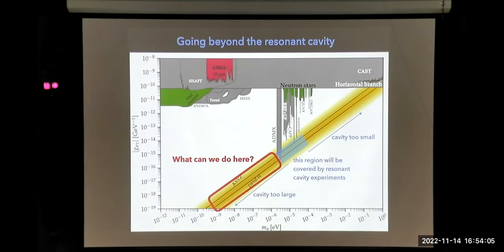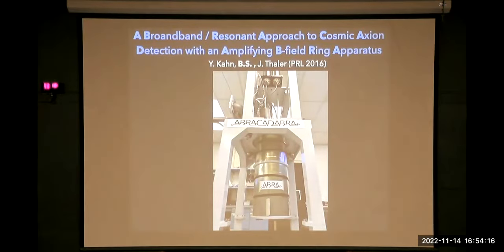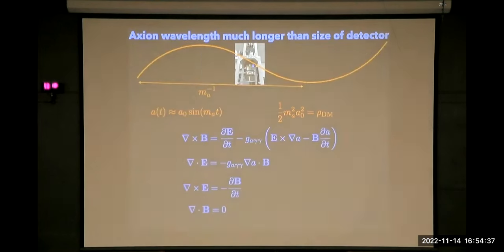And I've been very motivated to think about this lower mass range because, again, this is where we expect the axion to live if it's connected with new physics associated with grand unification or string theory. And so I want to tell you a little bit about an idea that my collaborators and I came up with a while back now in 2016, which has turned into a sequence of experiments, which I'll quickly describe to you. Our original idea was called Abracadabra, stands for a broadband resonant approach to cosmic axion detection with an amplifying B-field ring apparatus. Okay, so let's unpack this and understand how this experiment works.